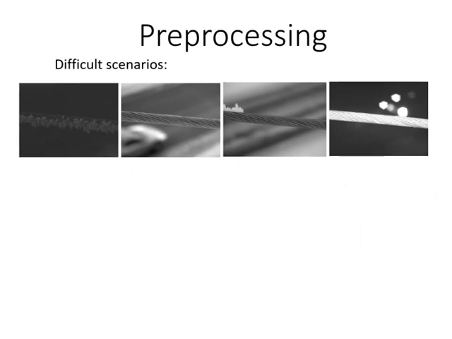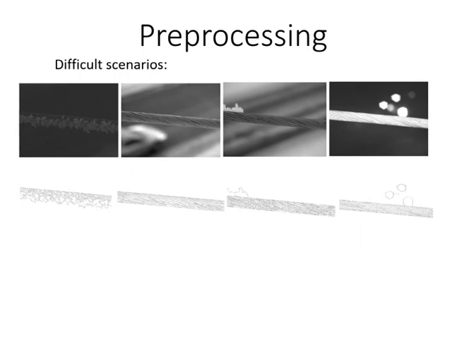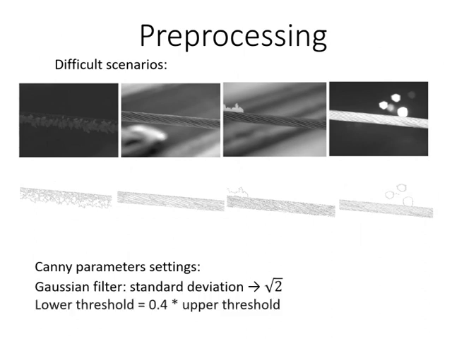One way to fix all these problems is to work with the edges of the image, so edge detection was needed. In order to perform this, we use the Canny edge detection technique. Canny requires the selection of 3 parameters: the standard deviation of a Gaussian filter and 2 thresholds.